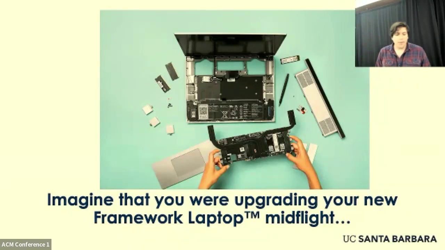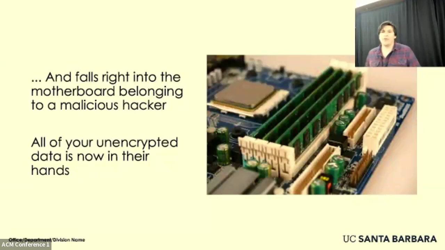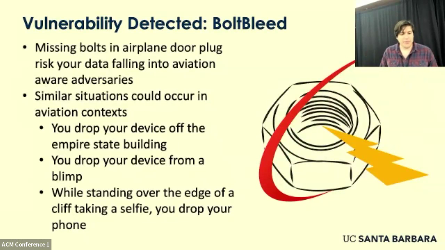So you had opened it up when suddenly the door plug rips open and your Framework laptop is falling out the side of a plane going at a cruising altitude of 525 miles an hour, 25,000 feet. And some malicious hacker on the ground knows about this. And they have put a motherboard there that your DRAM simply falls into. And now they have access to your unencrypted next wacky idea. If you haven't noticed already, security vulnerability.